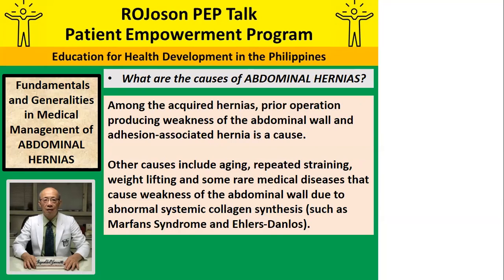Among the acquired hernias, prior operation producing weakness of the abdominal wall and adhesions is a cause. Other causes include aging, when we get old, because of the weakness of the wall, repeated straining, weightlifting, and some rare medical diseases that cause weakness of the abdominal wall due to abnormal systemic collagen synthesis. These are rare, but these are the known diseases that can cause hernia: Marfan syndrome and Ehlers-Danlos syndrome.